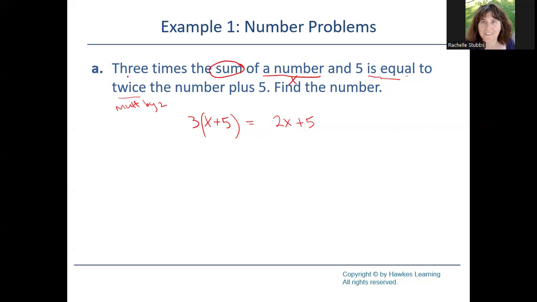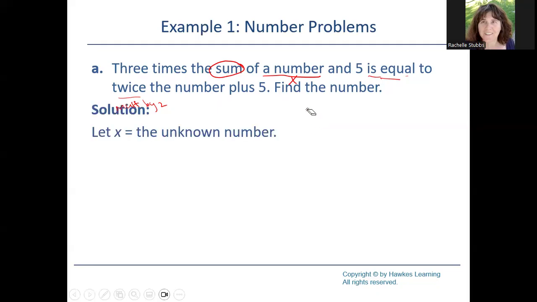And I kind of had to look, what did twice mean? What did the sum mean? The number and 5. 3 times, I'm noticing I'm not 3 timesing the number, I'm 3 timesing the sum of the number and 5. So that's why it looks like that. And it gives us a distribution that we're going to have to work and do later on, doesn't it? Okay, so now let's go ahead and work that problem.